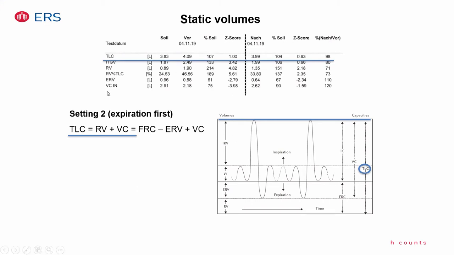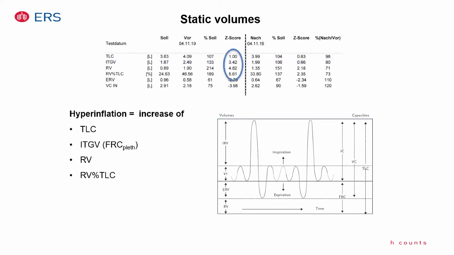Important to see here, the vital capacity is a little bit reduced. It's not that the patient now has a restrictive problem, but he has a functionally diminished vital capacity because of his high residual volume, and we call this a pseudo restriction. Not a real restriction, but a pseudo restriction.